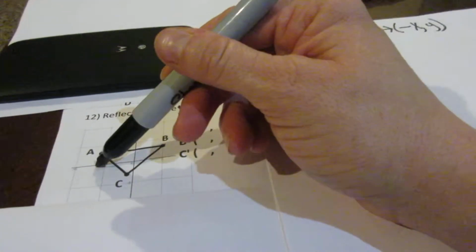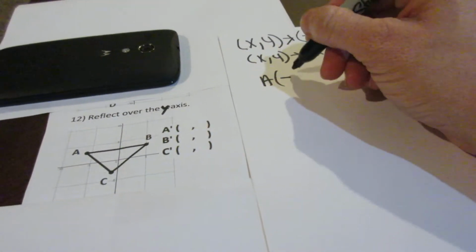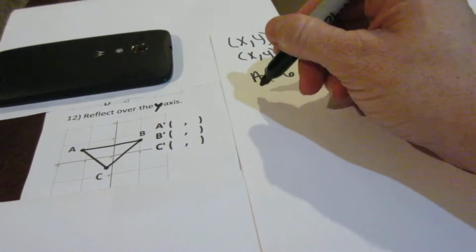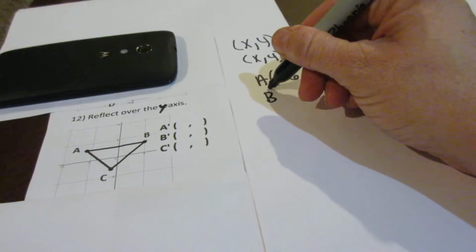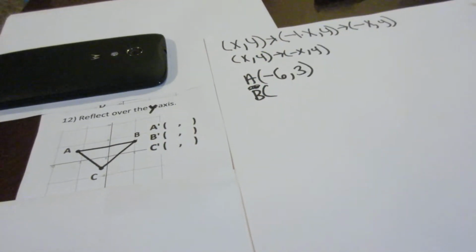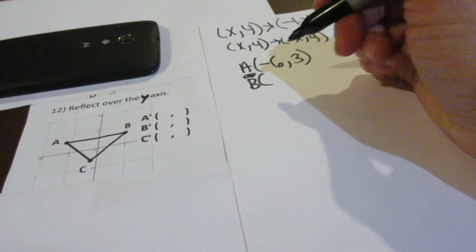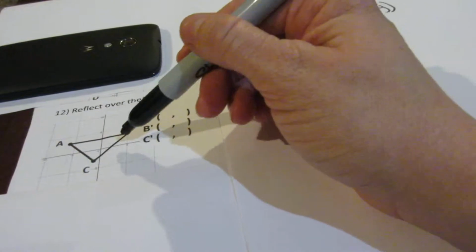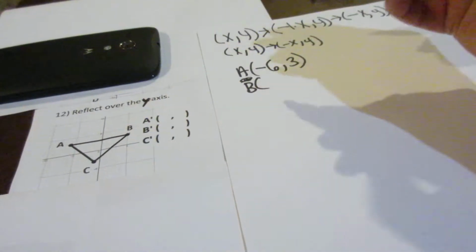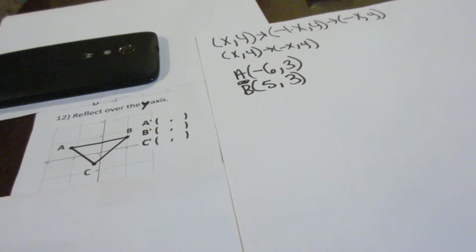Okay, so before I can apply that rule, I need to find the location of the vertices. So this one looks to be left 6 and up 3, because we're going left. Left is lower, -6, and up 3 is +3. Then for point B, I just almost opened the parentheses in the wrong direction. Okay, so for point B, we're going right 5, so that's going to be +5, right rises, and up 3. So that's going to give us 5, 3.